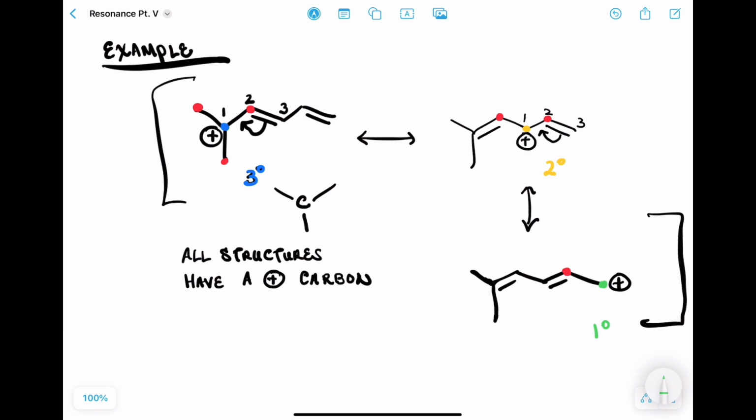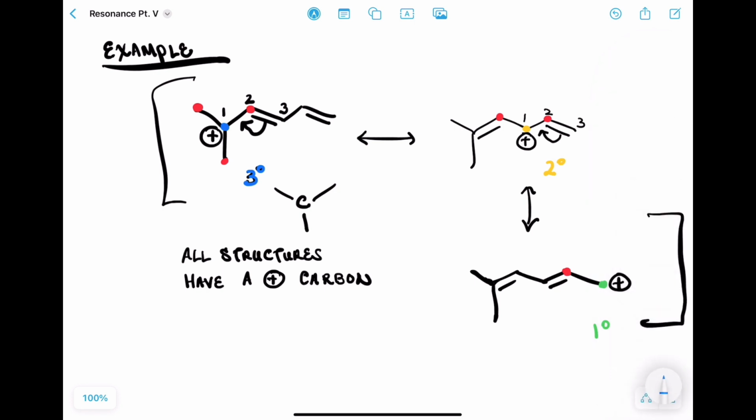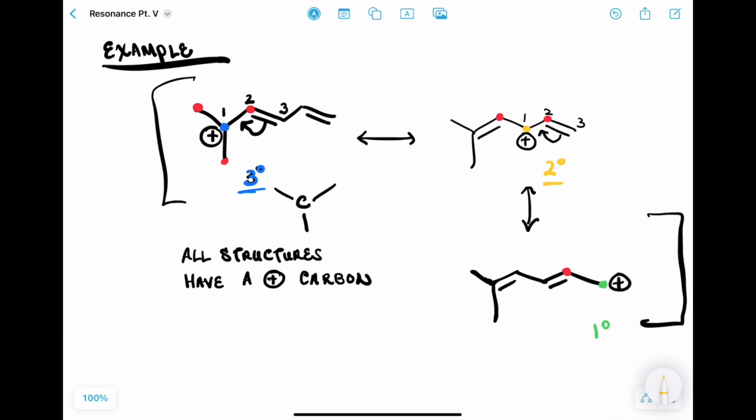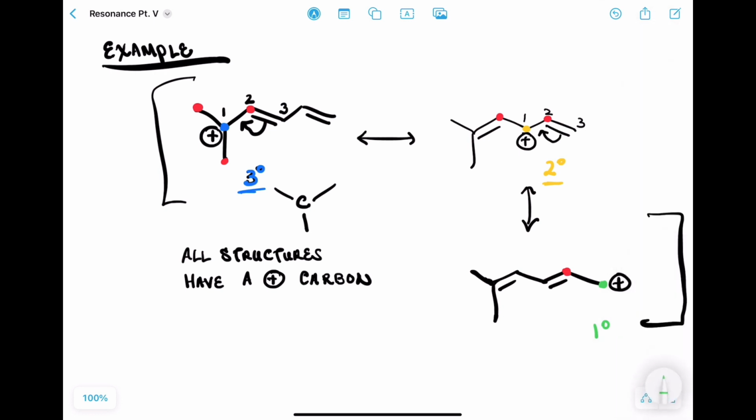On the upper left, we have in blue a carbon surrounded by 3 carbons, and so it becomes tertiary. On the upper right, we have 2 carbons surrounding it, so it's a secondary carbon. And then lower right, we have only 1 red carbon next to it, or 1 carbon attached to the green, and so that green carbon gets a primary designation.